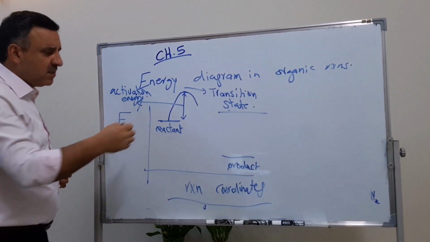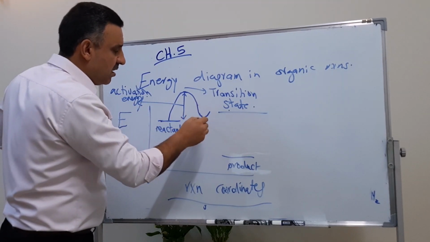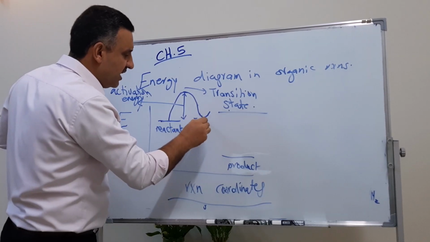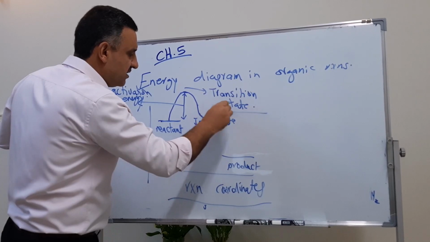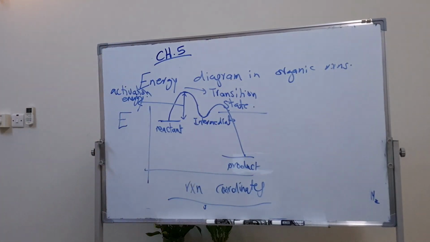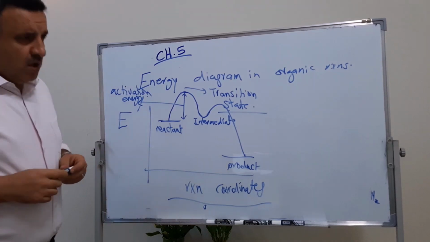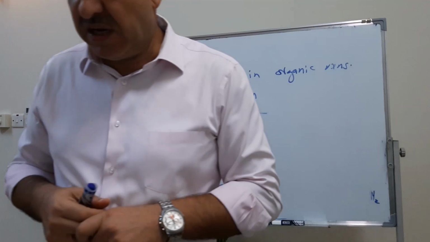Now, later on, this reaction can, for example, proceed to some intermediate, a little bit more stable, and then the intermediate goes maybe to the product. This is always the case. So, what do we mean by this energetic coordination?